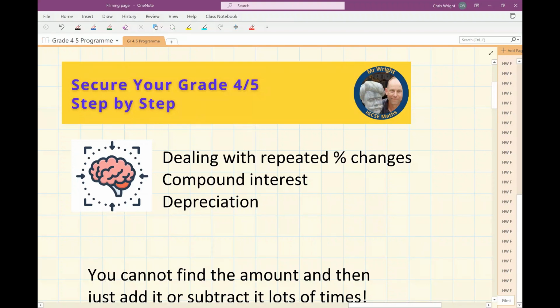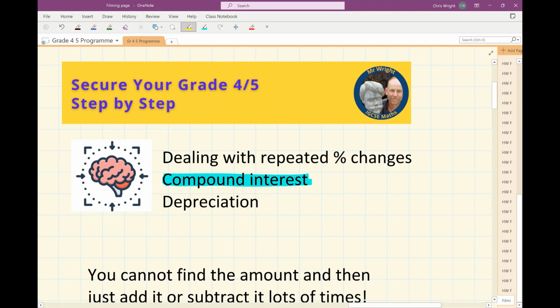In this film we're going to learn how to deal with repeated percentage changes. These are percentage changes that happen once, twice, 3 times, 4 times, and so on. Very often questions on repeated percentage changes deal with compound interest. When you have an amount of money in the bank account and after 1 year it goes up by 8%, say, and then the next year it goes up by 8% again, and 8% again the third year.